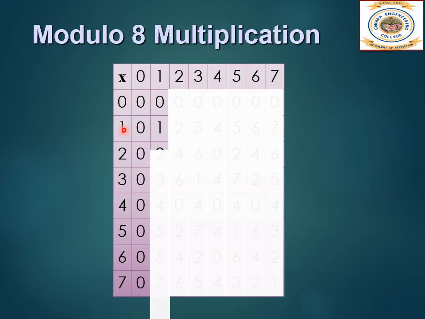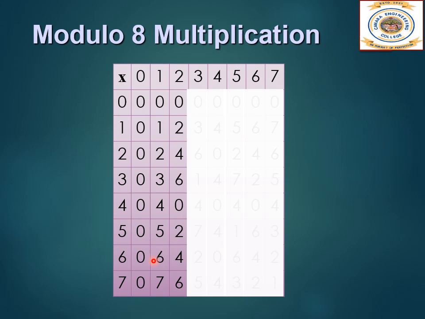Then we'll check the next. When we multiply 1 with any number, what do we get? The same number we get, so this is the same. Coming to the third column. So 2 into 0, it is going to be 0. 2 into 1, it is going to be 2. 2 into 2 is how much? 4. 2 into 3 is how much? 6. Right? 2 into 4, 8.